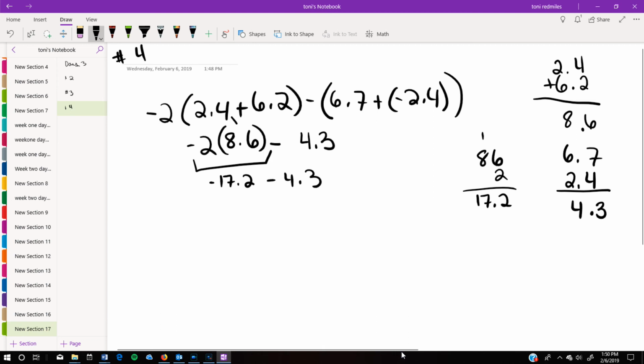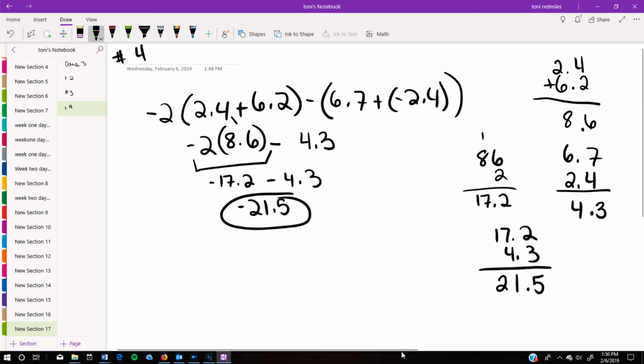All right, last step is to do my adding and subtracting. So negative 17.2 subtract 4.3. Signs are the same. That means I actually add the two numbers. And it's going to be negative since they're both negative. So I get a negative 21.5 is my final answer.